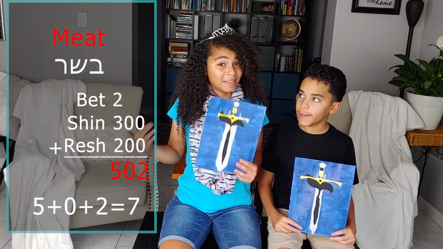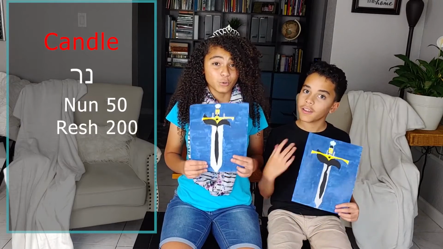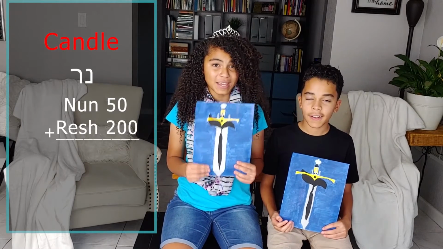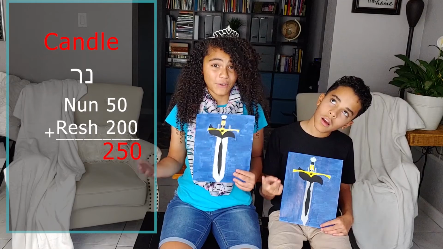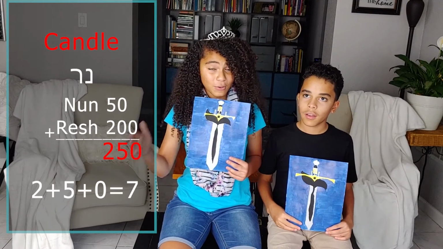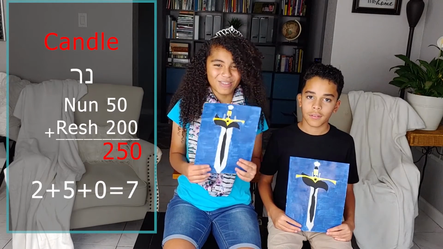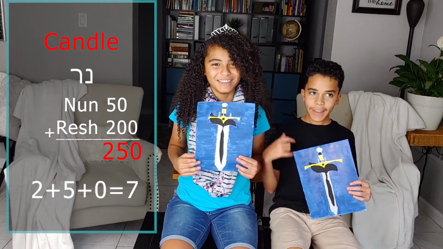The next element of Shabbat is candle, and that is composed of 2 Hebrew letters. Nun, which has a numerical value of 50, and Resh, which has a numerical value of 200. When you add those together, you get 250. When you add the 2 plus the 5 plus the 0, you get 7. And you guessed it, that is the Shabbat and the numerical value of Zayin.